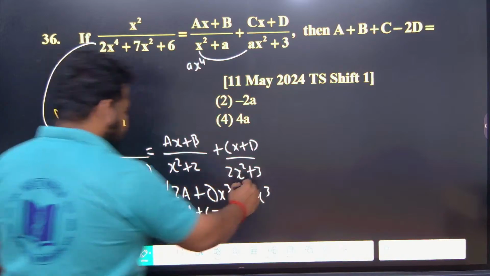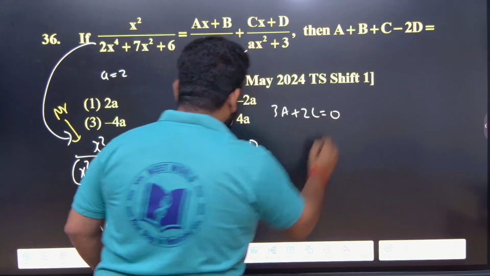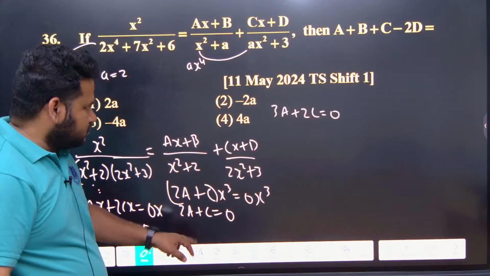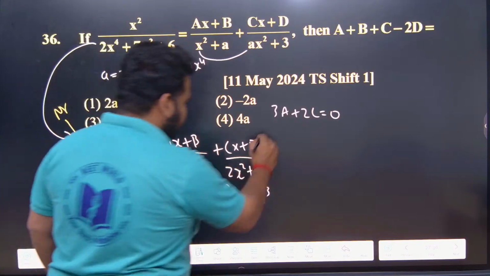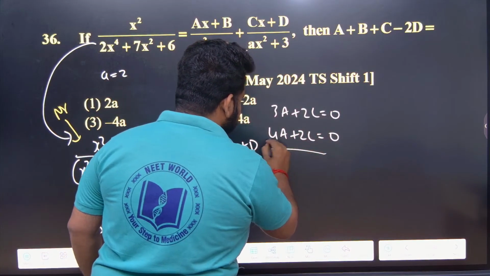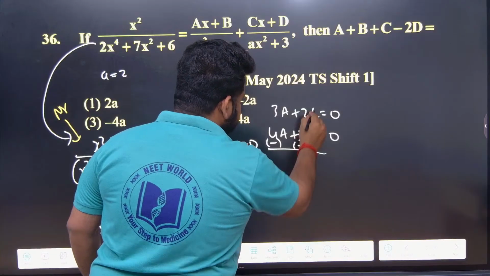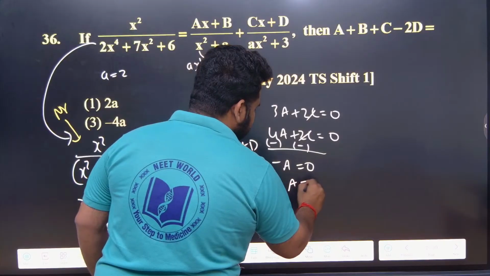So here further, 3a plus 2c is equal to 0. Another equation is 2a plus c equal to 0. I want to get it in terms of 2c, so I will multiply by 2. So I will have 4a plus 2c is equal to 0. On solving this, the 2c terms will get cancelled, and I will have minus a is equal to 0. That implies a is equal to 0.